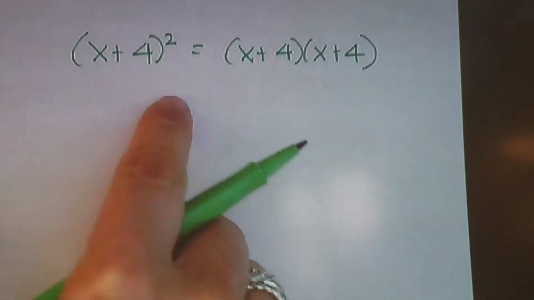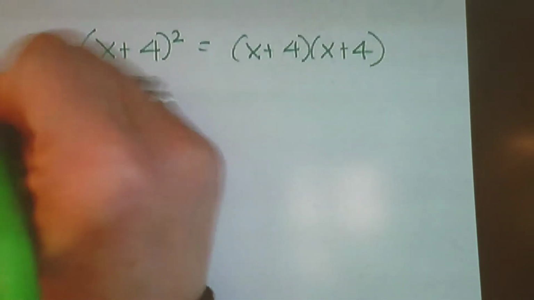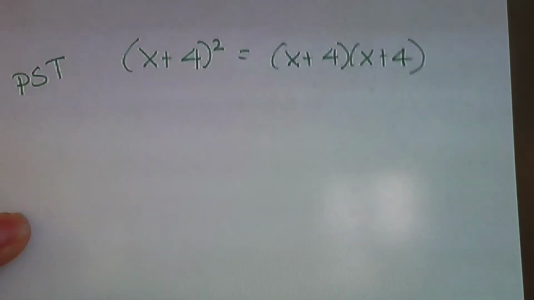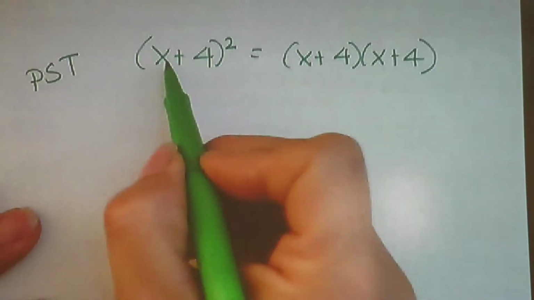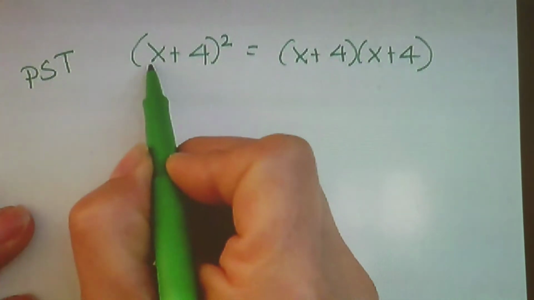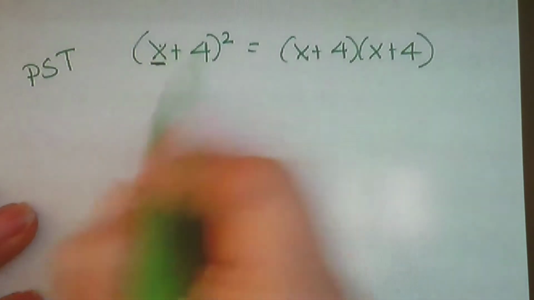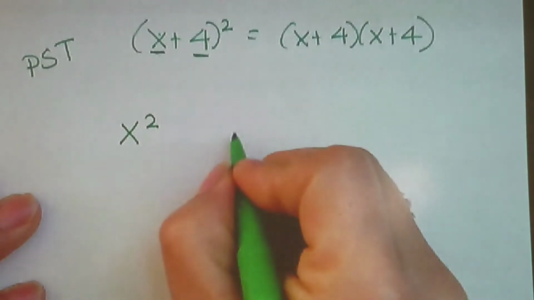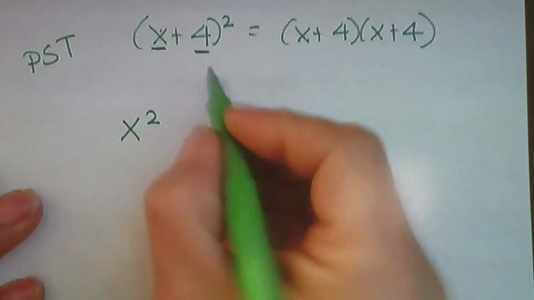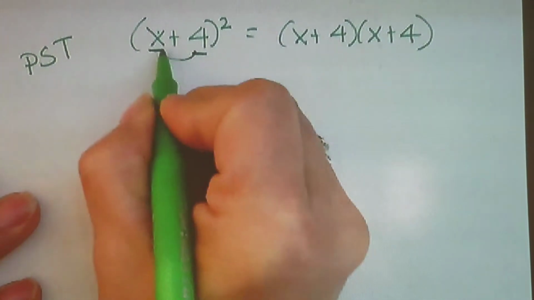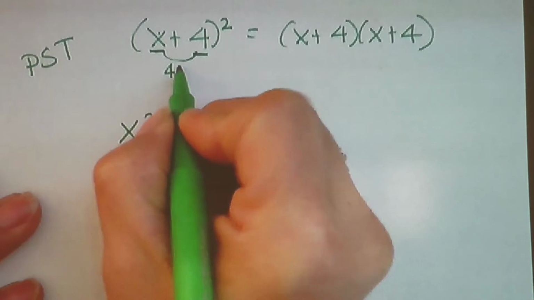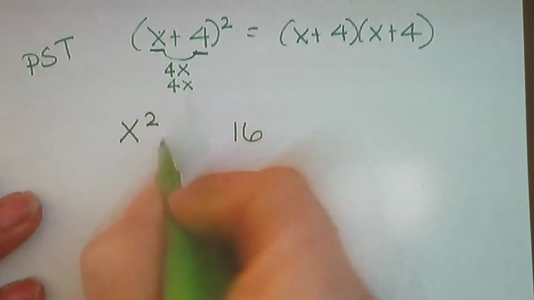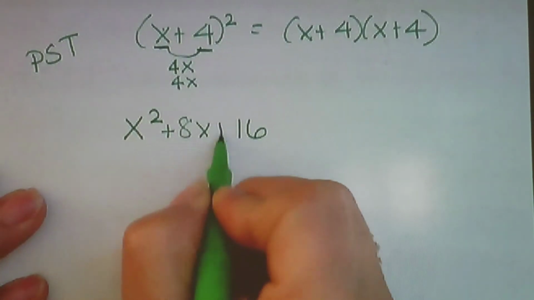And when we multiply it out, we're going to get a perfect square trinomial. If you remember the shortcut, we square the first term, so x squared would be x squared. 4 squared would be 16. And to get the middle term, we multiply 4 times x and get 4x, and then we double it and we would get 8x.